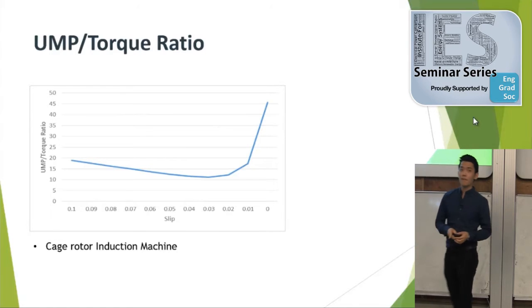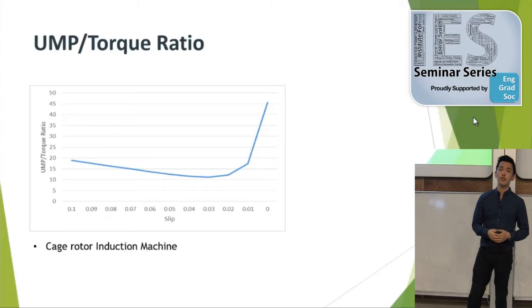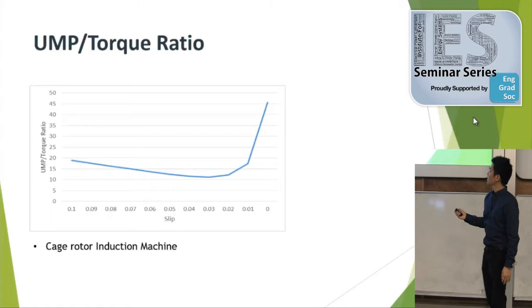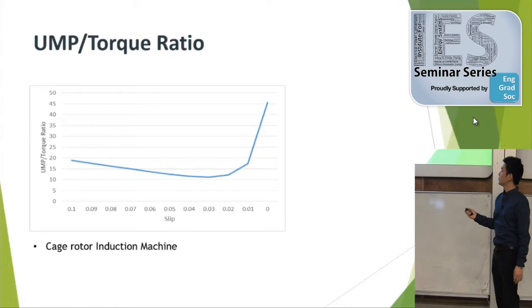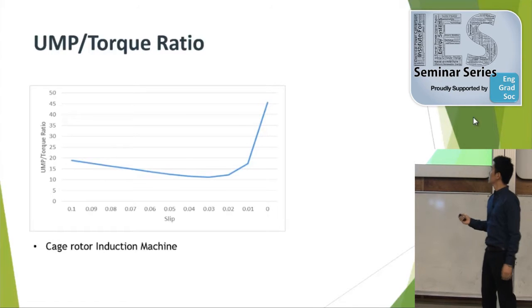And to have a better understanding of what slip we should operate the induction machine at, the UMP over torque ratio is introduced, which we can see here. The minimum point is around 0.03 slip, so if we operate at this point, the UMP will be at its lowest point.